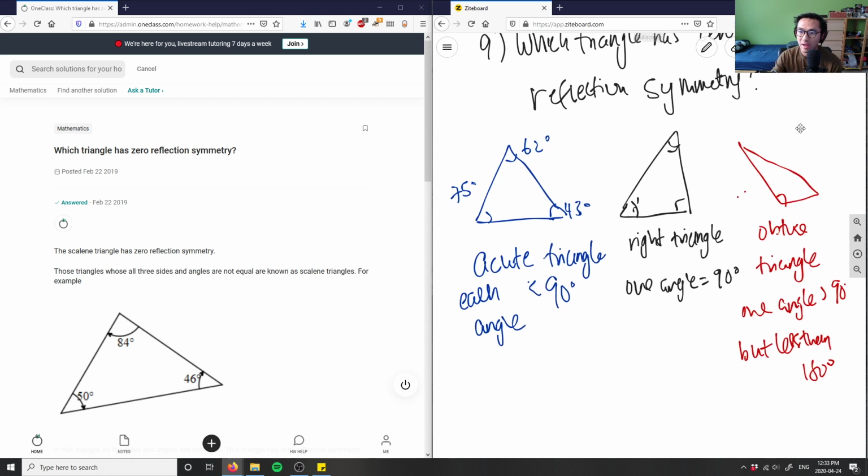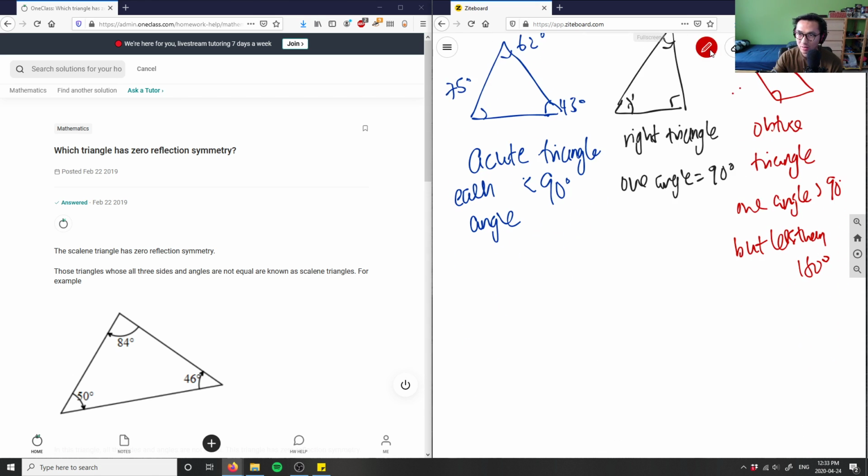And finally, I have something called a scalene triangle. A scalene triangle would be something like this, where basically all my angles are not known.